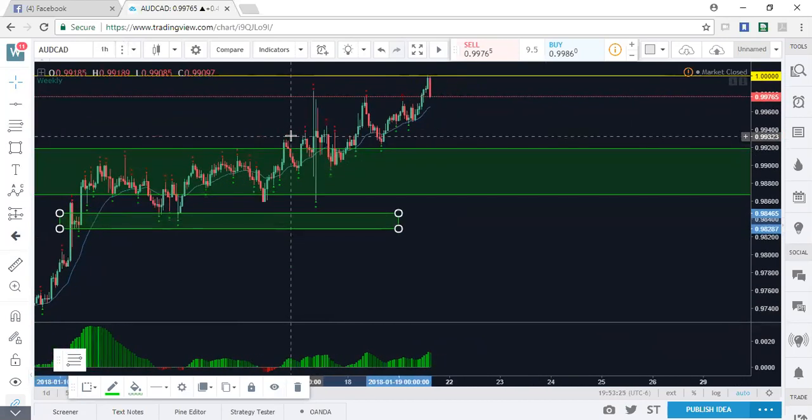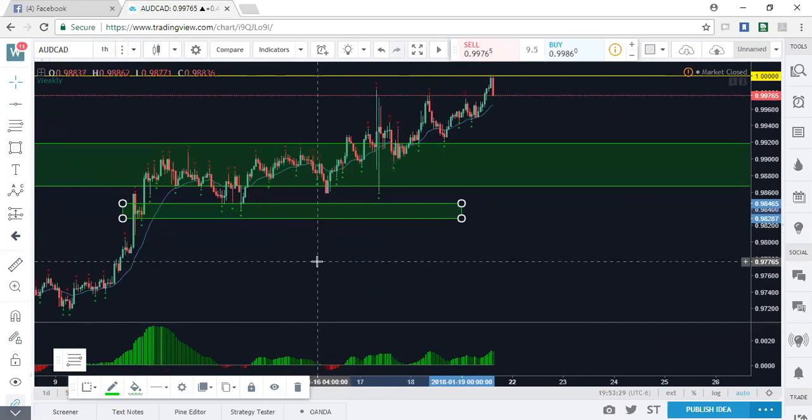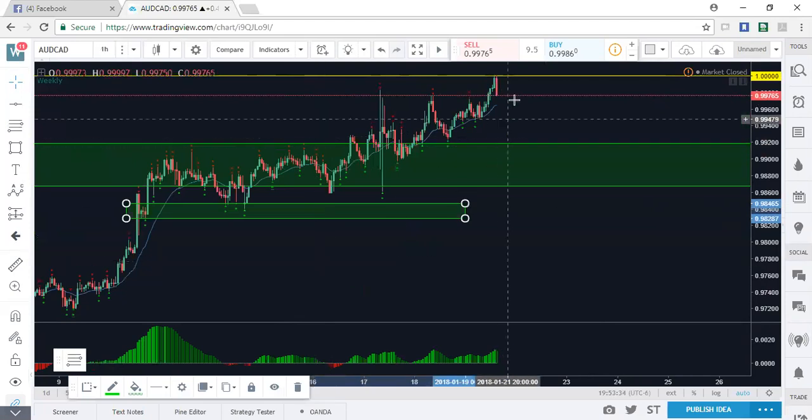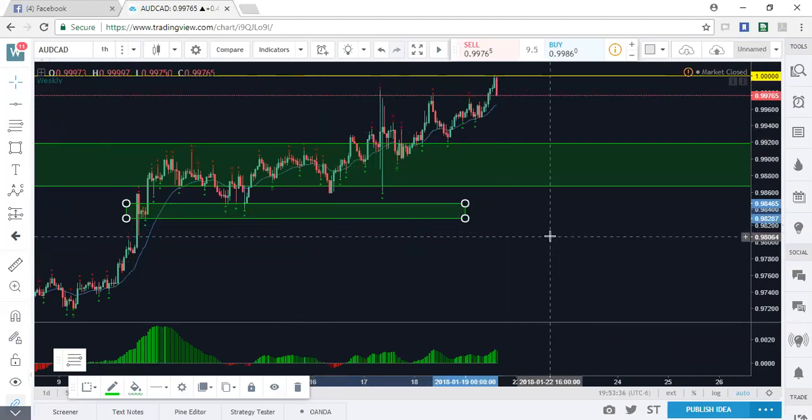And this is what we want to see right here. So now I went from the 4-hour to the 1 hour. And basically what I'm looking for is the pullback against the trend. Because smart money always buys against the trend. Because that gives you the best position.